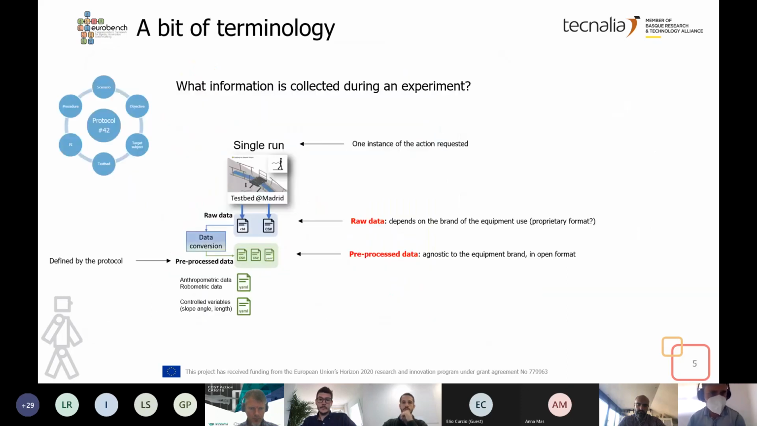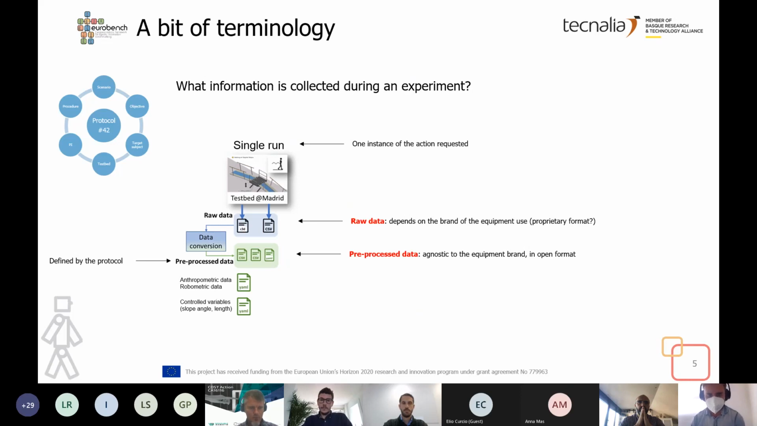But to start, let's begin with a little bit of terminology. Everybody can disagree on the terms that I am going to introduce, but the concept behind them can be captured easily. When conducting an experiment, you are likely to repeat the experiment several times for different conditions, for different subjects.